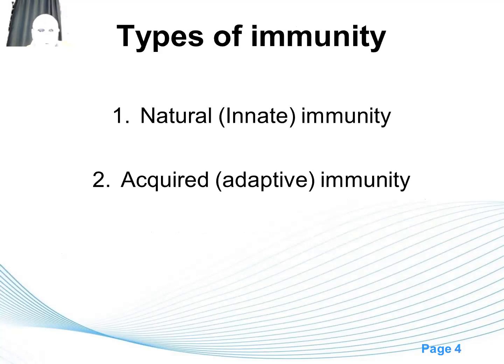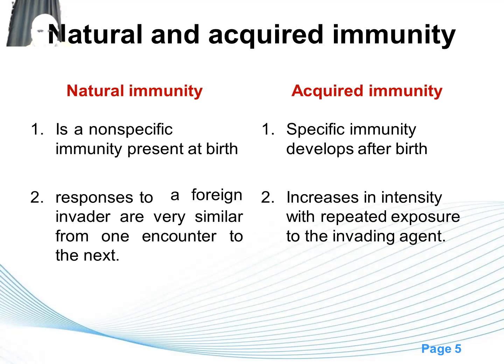There are two types of immunity. There's natural, which is also called innate, and also there's acquired, which is called adaptive. In natural immunity, it is non-specific and it is present at birth. Responses to foreign invaders are similar from one encounter to the next, whereas acquired immunity is specific and it develops after birth. There is an increase in intensity of that immune response with repeated exposure.